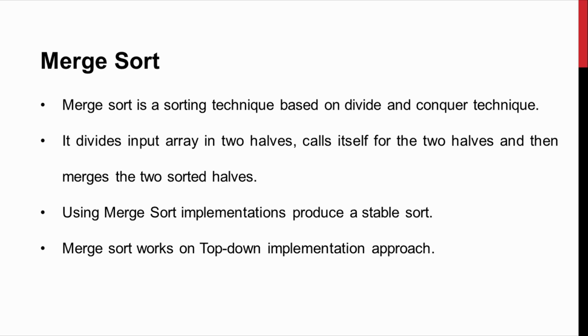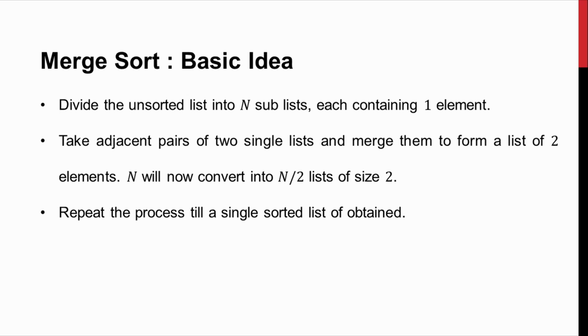It works on a top-down approach. Most implementations produce a stable sort, which means equal elements are ordered in the same order in the sorted list. In merge sort, the given unsorted array with n elements is divided into n sub-arrays, each having one element, because a single element is always sorted in itself. Then it repeatedly merges these sub-arrays to produce new sorted sub-arrays, and in the end, one complete sorted array is produced.